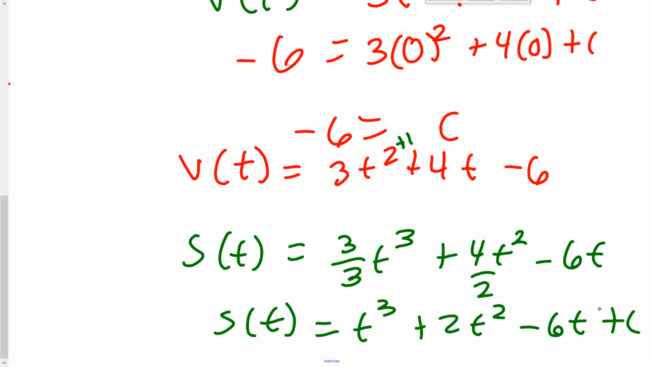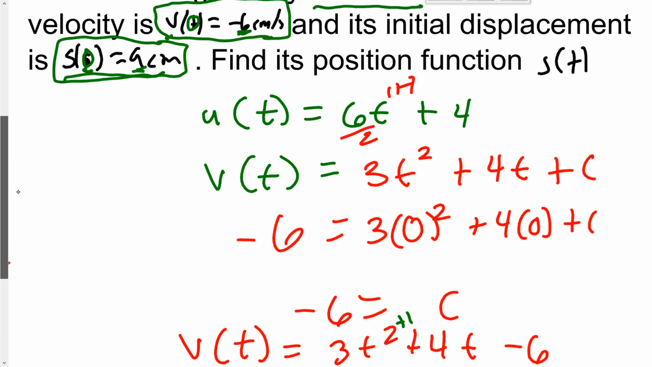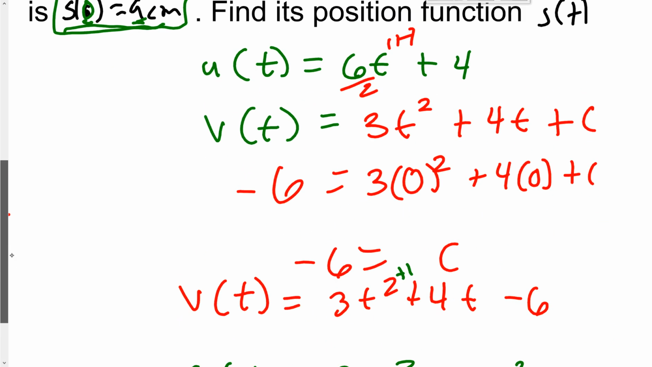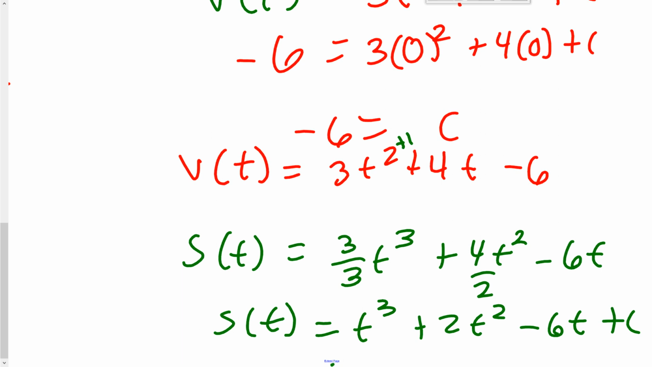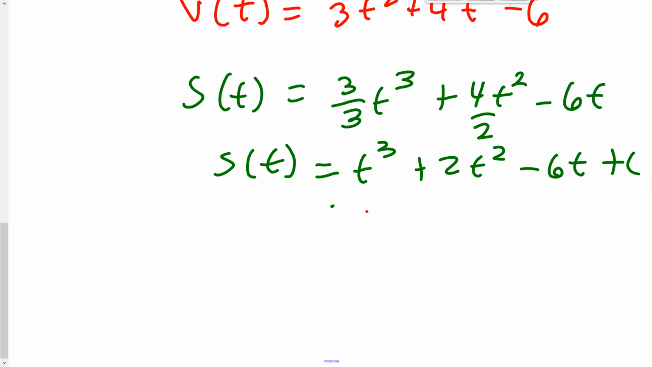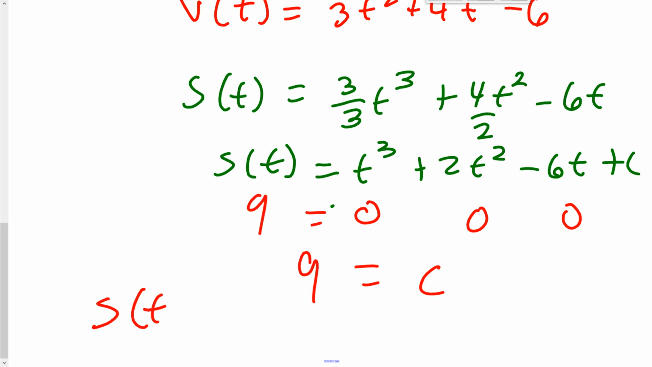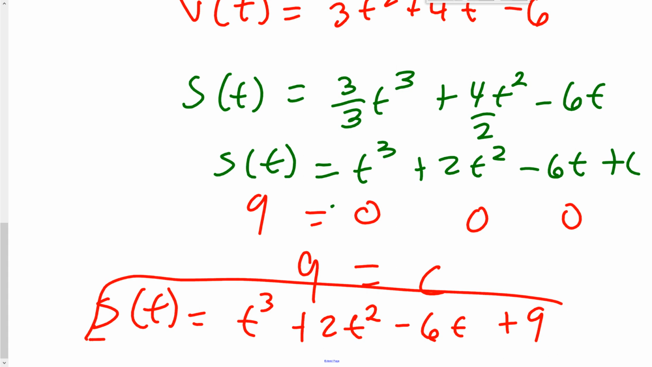And then that's why they give us s of 0 equals 9. So plugging in 0, 0, 0, 0, that's going to get 0, so that's just c, and then it equals 9. So c equals 9, so our position function is t cubed plus 2t squared minus 6t plus 9. And there's our position function.